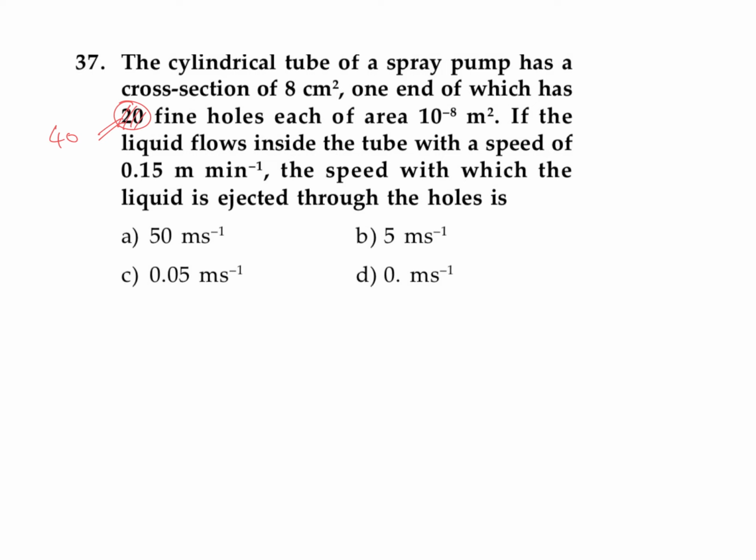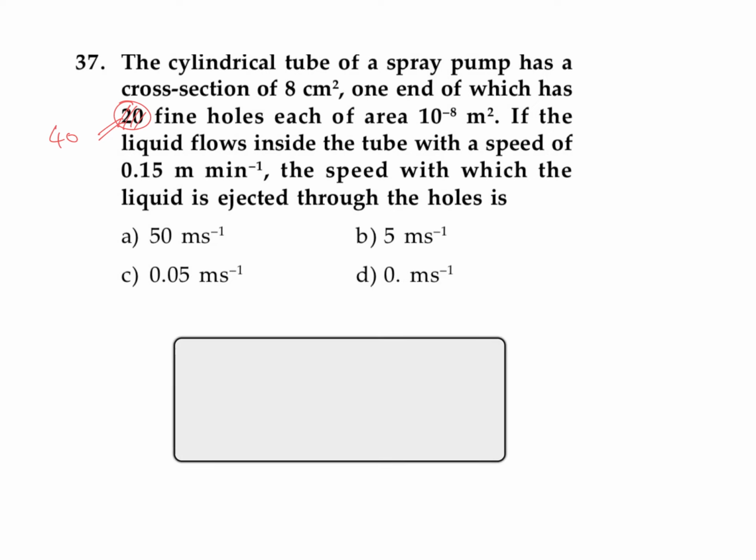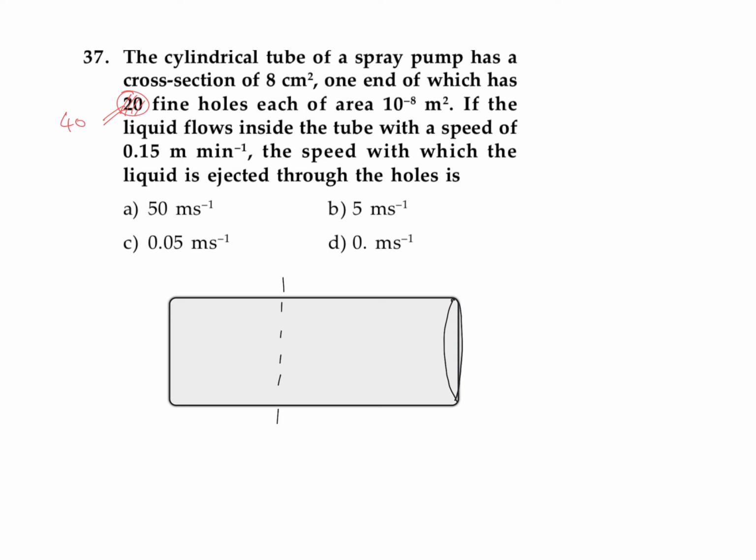So over here we are considering that there is a tube through which some amount of liquid is flowing. Let's say we are considering a tube something like this, and the area of cross section of this tube is given in the question. We can take it as the cross sectional area of this main tube, which is given as 8 centimeter square.